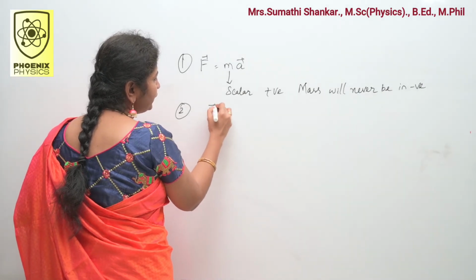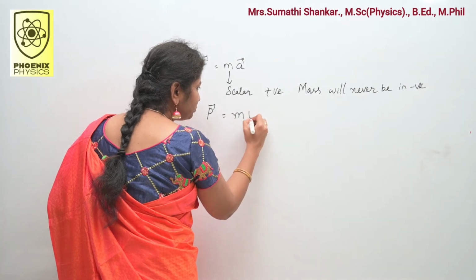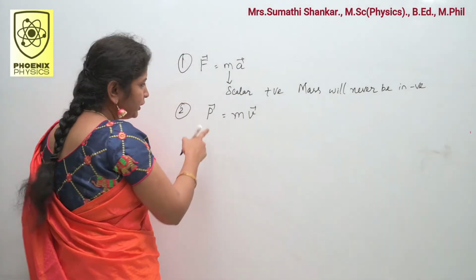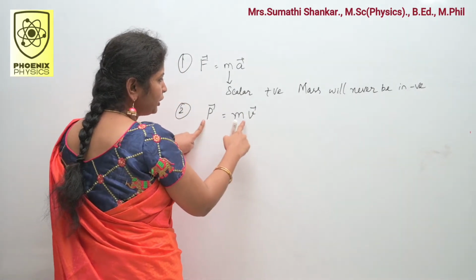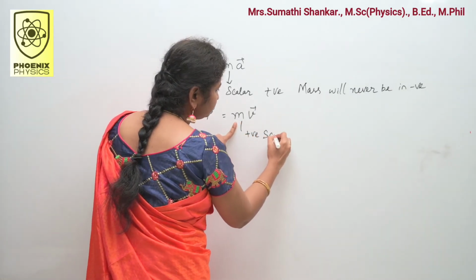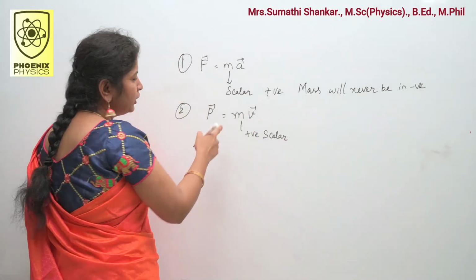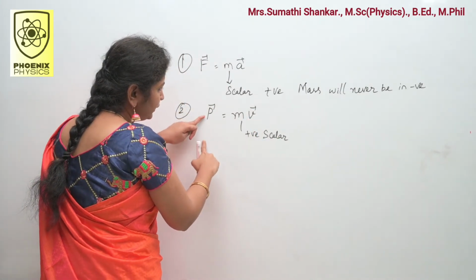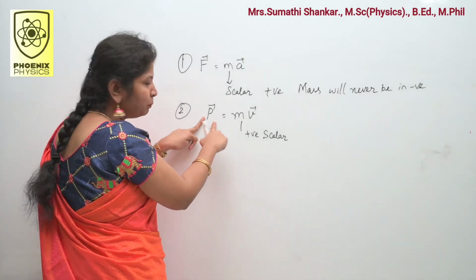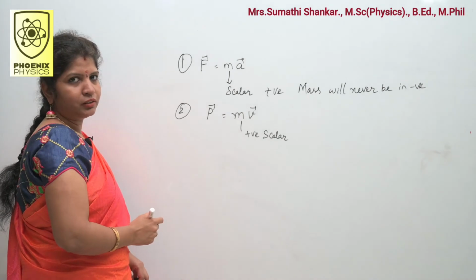Second one, linear momentum. What's the formula for linear momentum? P is equal to mass times velocity. Here P is a linear momentum, m is a positive scalar and v is a velocity. Here also the direction of linear momentum P is in the direction of velocity.